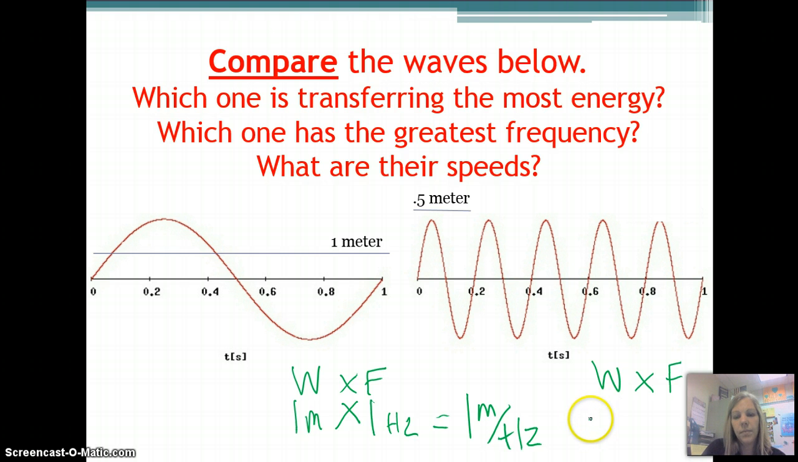All right, this time we have a wavelength of 0.5 meters, and we're multiplying it by the number of wavelengths in 1 second, which we said was 5 hertz. So when you multiply that, you get 2.5 meters per hertz. I apologize for the sloppy writing.